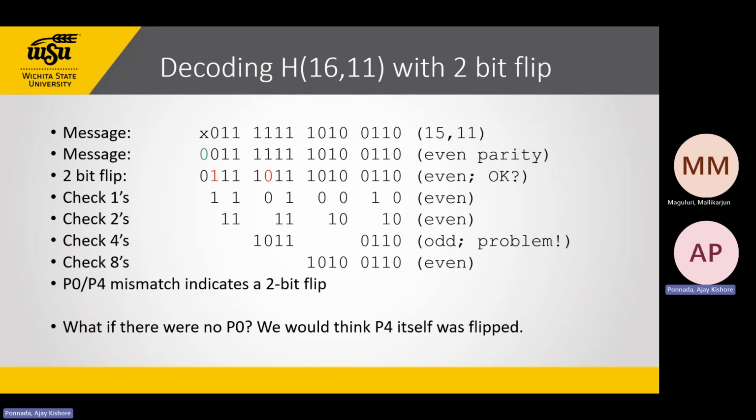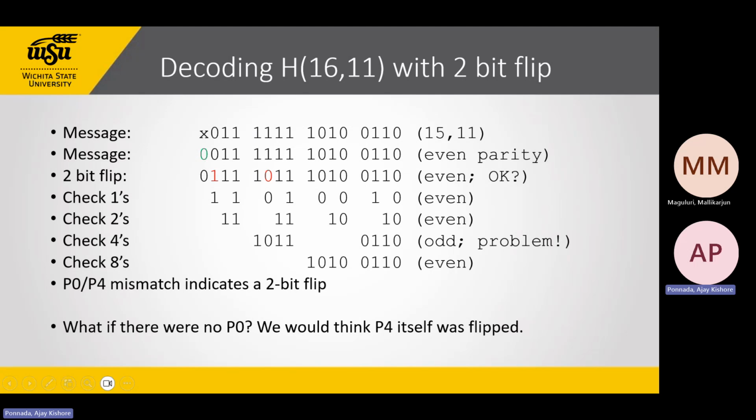P0 did tell you whether there was an even or odd number of bit flips. Overall parity of the message is odd: that tells you there were 1, 3, or 5 bits flipped. If the overall parity of the message comes in good, it tells you there were 0, 2, 4, or 6. So when one check bit indicates it's wrong, but P0 indicates no errors, that tells you there were actually 2 flips.